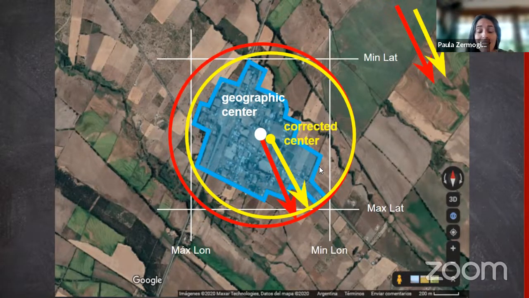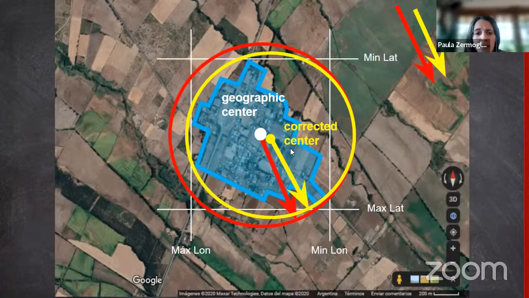You have to keep in mind that this yellow circle in some cases is going to be smaller than the geographic one, and in some cases it will be just equal to the geographic one, but it's never going to be bigger, because the idea is that we try to minimize it. So it's either the same or smaller. So this radius is trying to minimize the uncertainties.